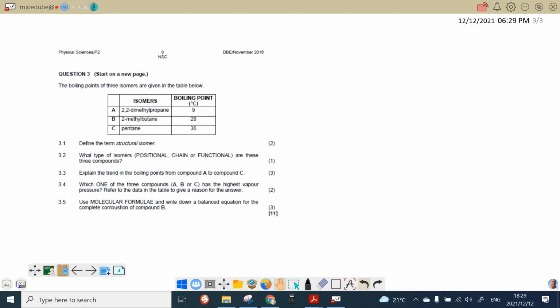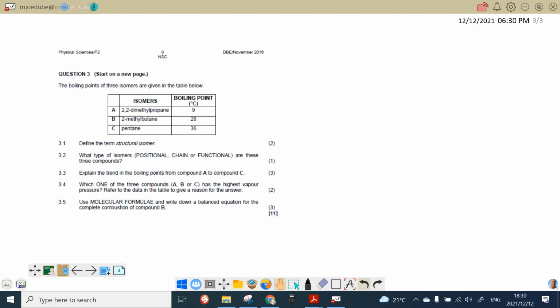So the first one is substance A, 2,2-dimethyl propane. It's got a boiling point of 9 degrees C, and then B is 2-methyl butane, 28 degrees C, and then the other one is pentane, and you find that it's got a boiling point of 36 degrees C.